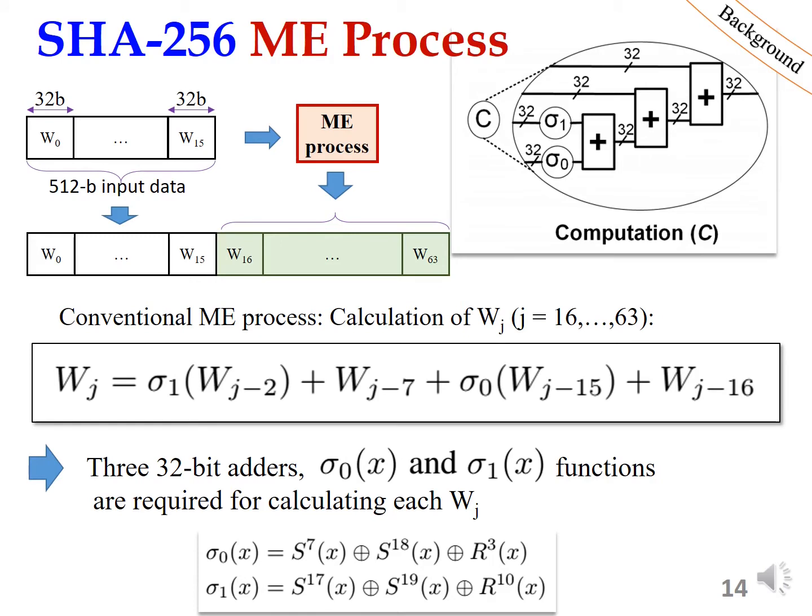And in this research, we focus on optimizing the hardware circuits of the ME process. Therefore, we will explain more detail about the ME process. You see here, look at this equation. You can see that to calculate 1 word Wt in the ME process, the conventional ME process must follow this equation. In here, they need 3 32-bit adders, and then the sigma 0 and sigma 1 functions, in which the sigma 0 and sigma 1 functions are calculated in this equation. And finally, the conventional computational circuit to calculate each word of the ME process is shown in here. And in this research, we optimize this calculation by utilizing the characteristic of the input data.